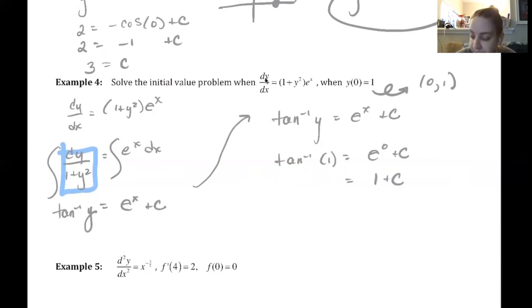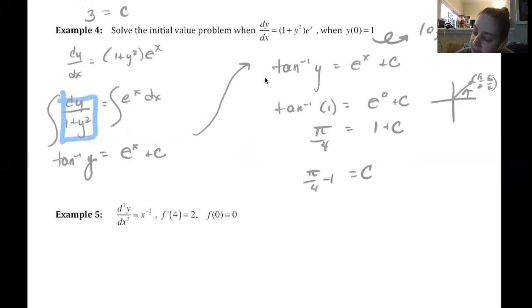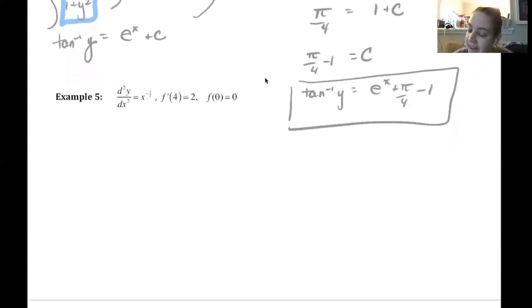Inverse tangent of 1. So in your unit circle, where's tangent equal to 1? Or do you have a y over x that will give you a 1? Happens up here at pi over 4. So this is pi over 4. So c is equal to pi over 4 minus 1. So if I put this one together, I've got inverse tangent of y equals e to the x plus pi over 4 minus 1. Excellent.